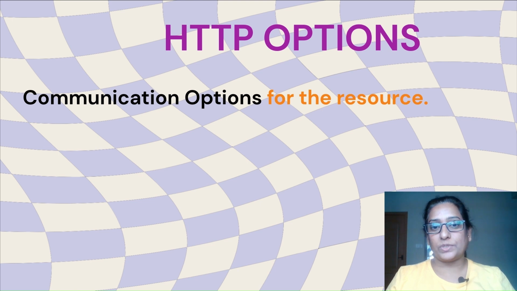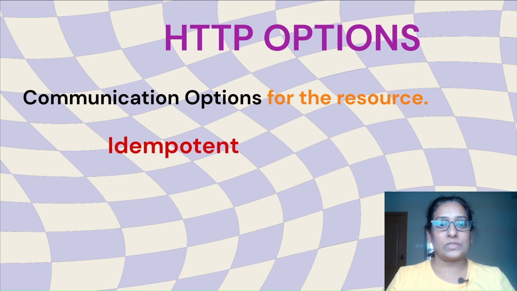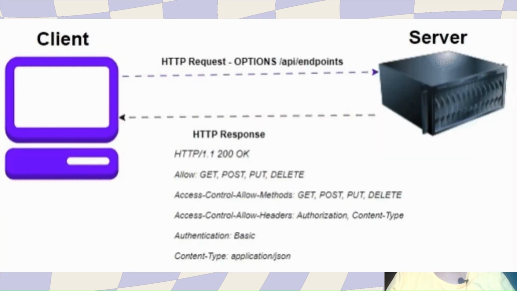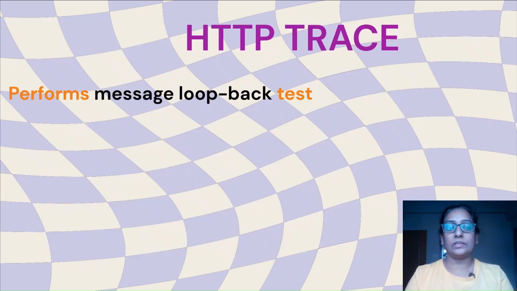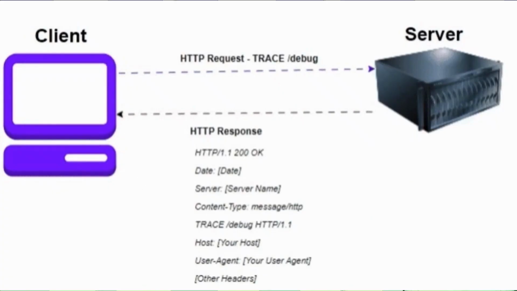The HTTP OPTIONS method describes the communication options for the specified resource. The response from the server typically includes information on allowed methods, headers, and other potential capabilities for the specified resource. The HTTP TRACE method is used to perform a message loopback test. It is typically used for diagnostic purposes, allowing the client to see the modifications done by the intermediate servers.